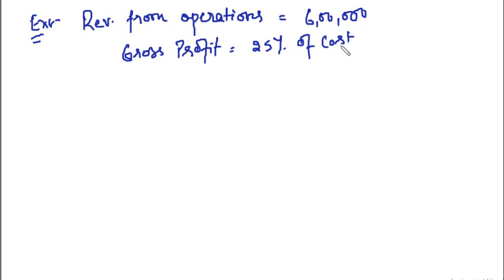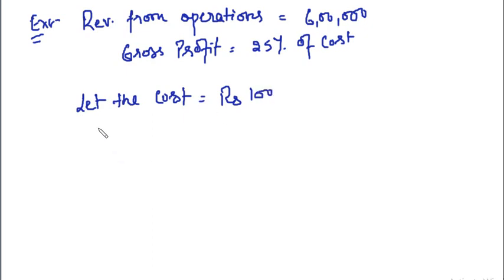Now can you apply 25% on 6 lakhs? No. Because 6 lakh is not your cost. 6 lakh is what? Total revenue from the operations. Now how to calculate gross profit then? Now you are not given the cost. So what you will do, you will assume. So I'll say let the cost be rupees 100.